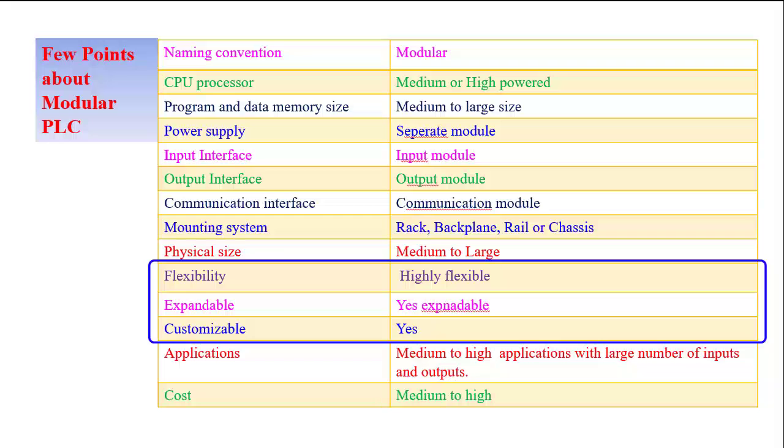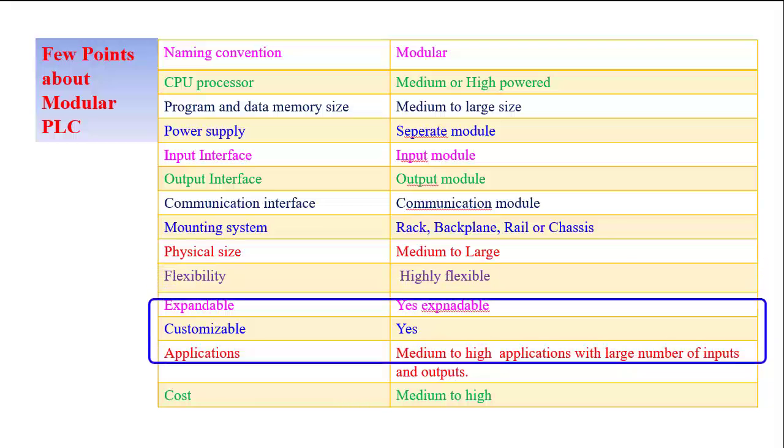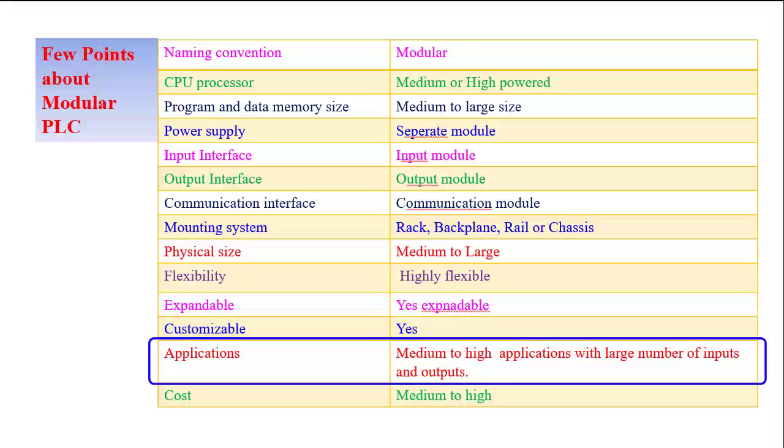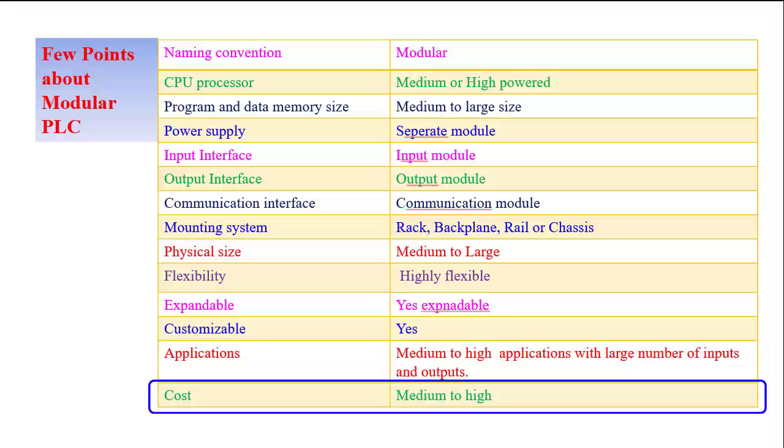In this case, modular PLCs have different modules, so we can just increase or decrease the number of modules. So here it is highly flexible and highly expandable and, no doubt, also customizable. This type of PLC is used in medium to high applications with a large number of inputs and outputs, and the cost is no doubt higher than the fixed PLC. Normally we can say within the medium to high range.